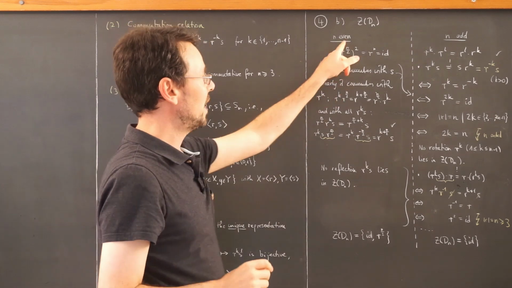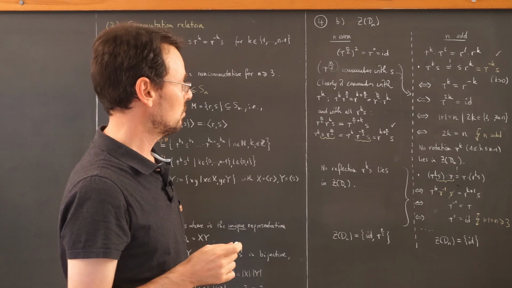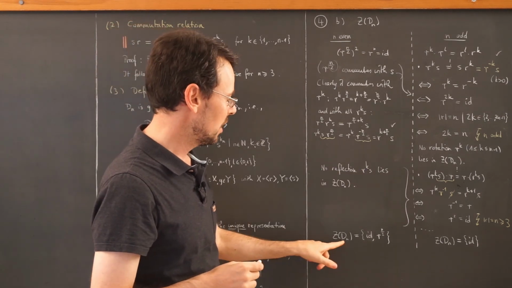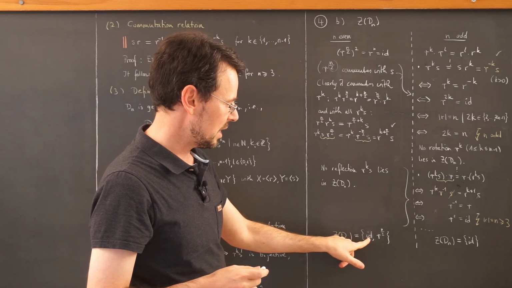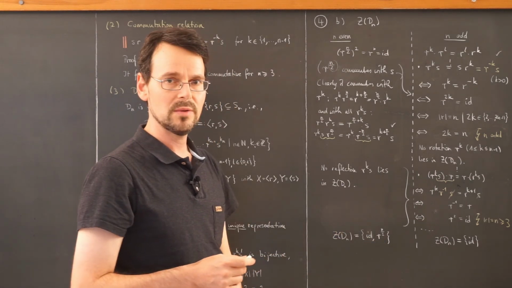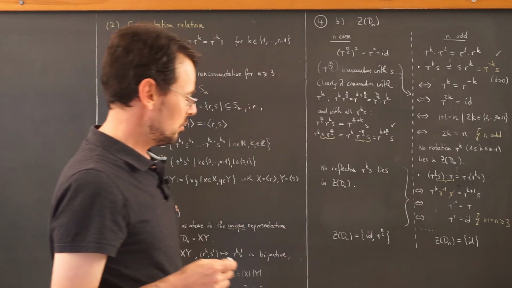So in the case where n is even and not 2, we're in the case greater than or equal to 3, so 4, 6, 8, and so on. The center of Dn is not trivial, but contains besides the identity the rotation by 180 degrees. That's a beautiful result.